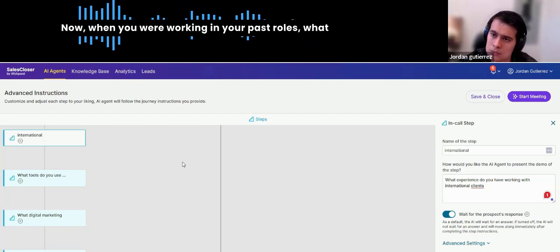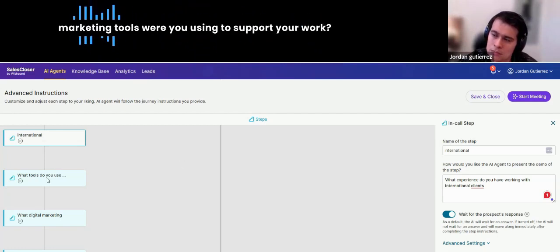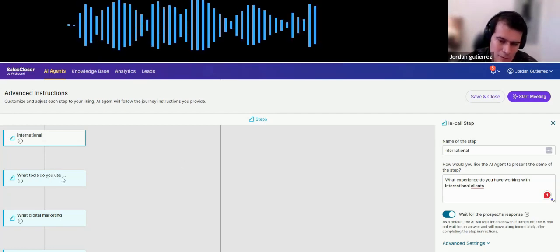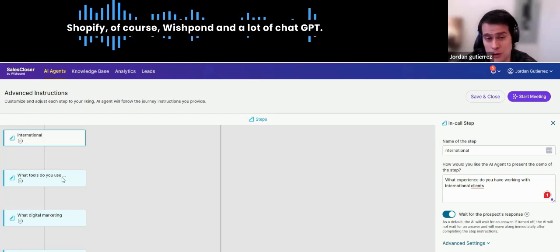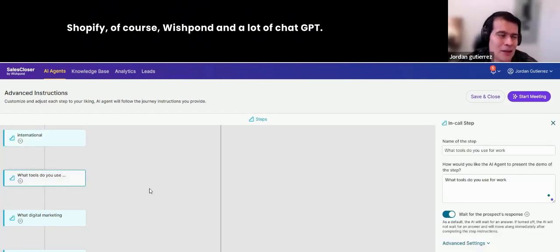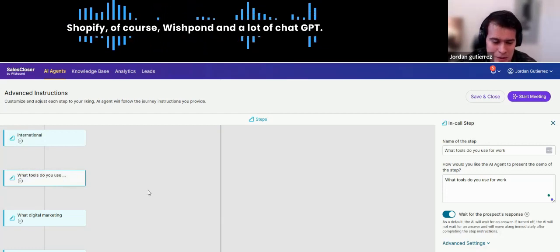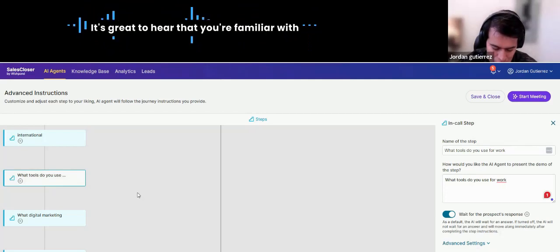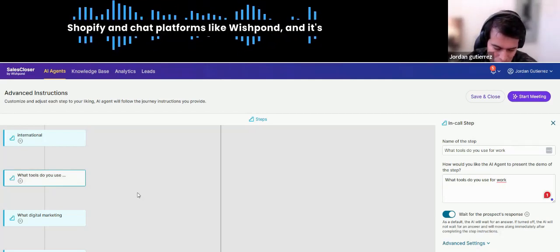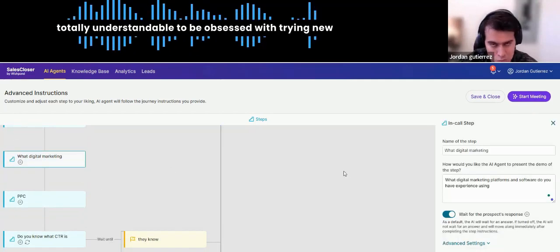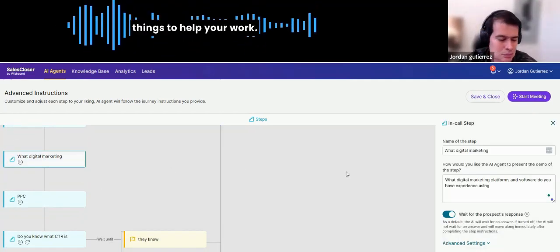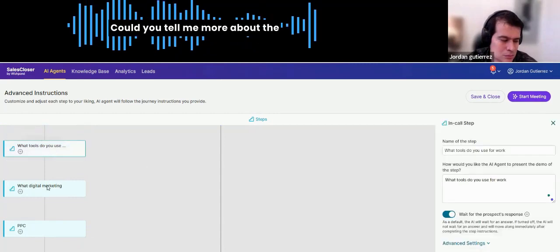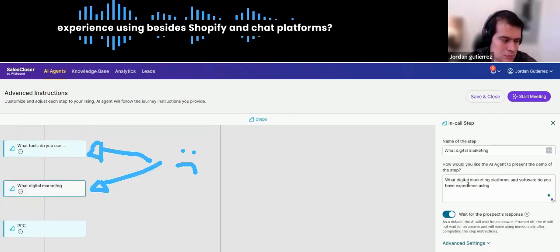Now, when you were working in your past roles, what marketing tools were you using to support your work? Shopify, of course, Wishpond, and a lot of ChatGPT. I am obsessed with ChatGPT. It's great to hear that you're familiar with Shopify and chat platforms like Wishpond, and it's totally understandable to be obsessed with trying new things to help your work. Could you tell me more about the digital marketing platforms and software you have experience using besides Shopify and chat platforms?